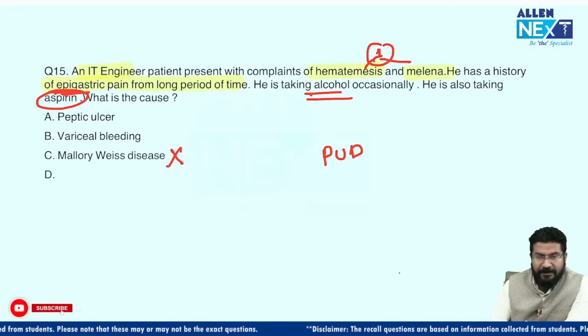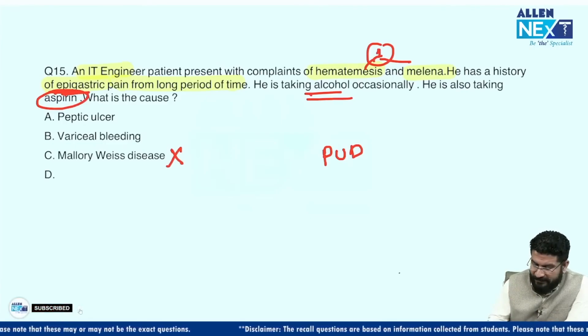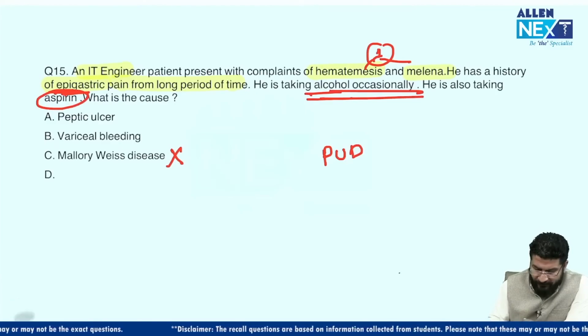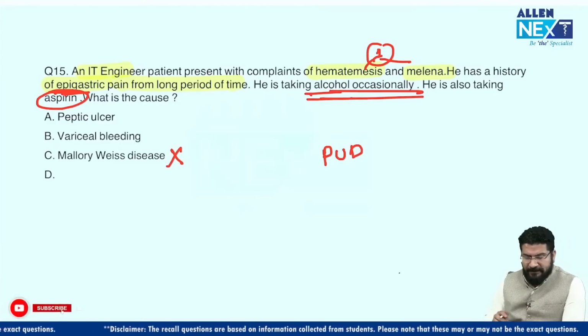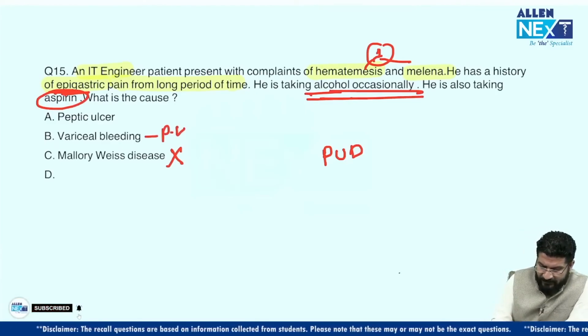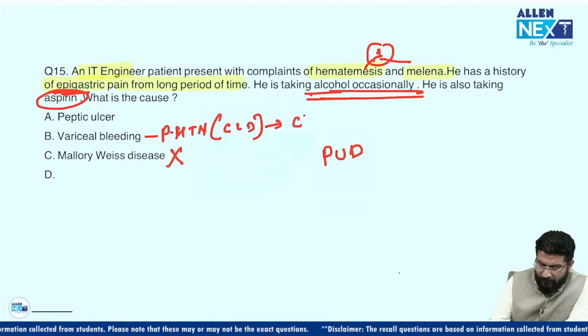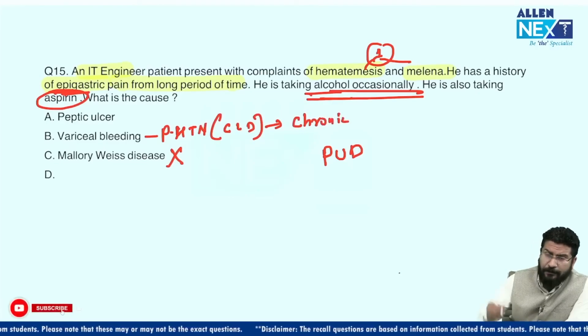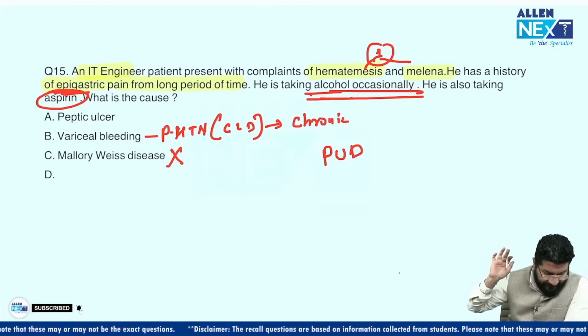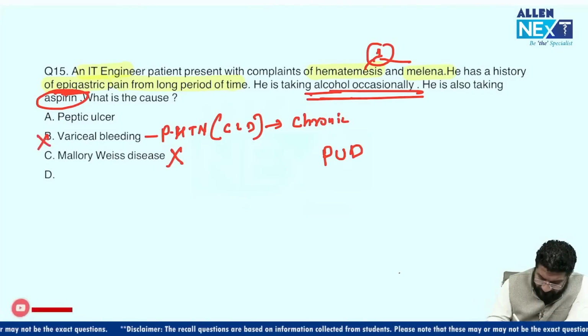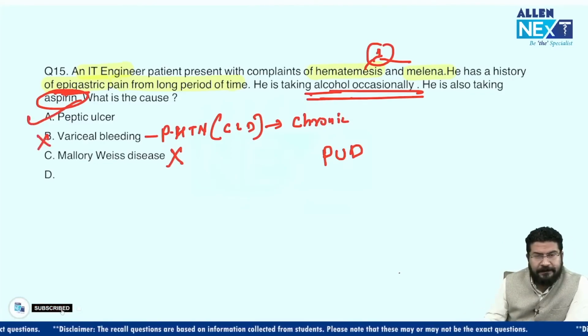Variceal bleed is seen in chronic alcoholics, not in episodic or occasional alcoholics. Is it clear? Variceal bleed is a sign of portal hypertension, and portal hypertension develops in chronic liver disease, which is seen after chronic alcohol abuse. It means the patient is drinking alcohol for 15-20 years, right? So this is not the answer. The answer for this question will be peptic ulcer disease.